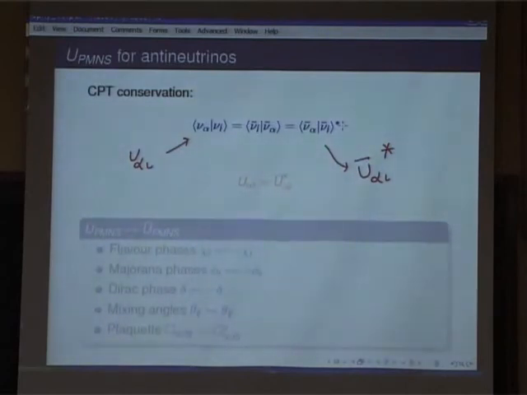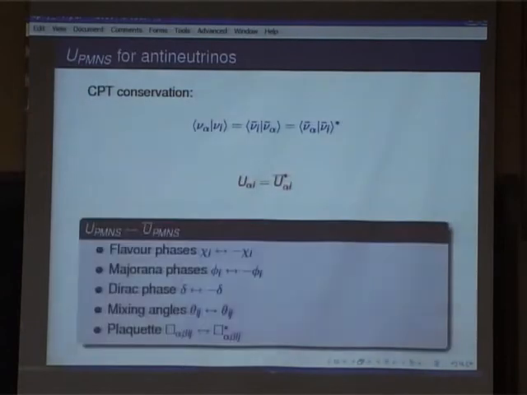Agree? So therefore, whenever you want to go from neutrinos to antineutrinos, all we need to do is make complex conjugation. So that's U_alpha_i is equal to U-bar_alpha_i star.